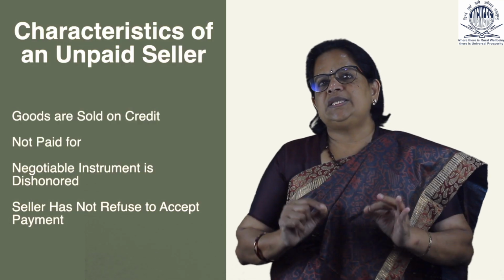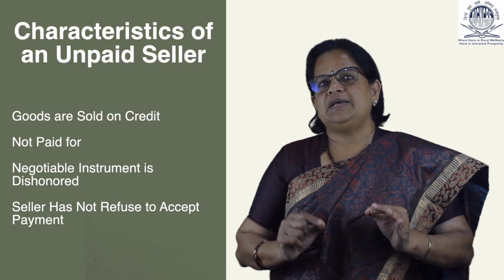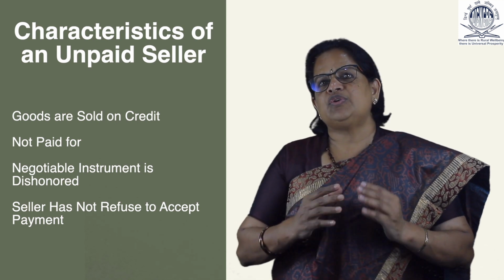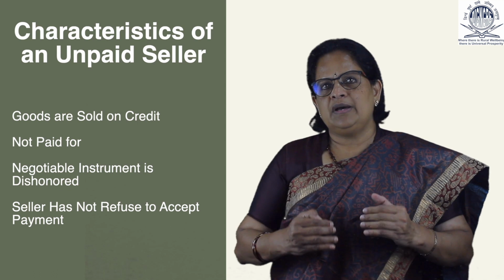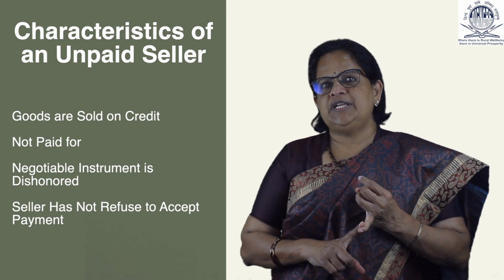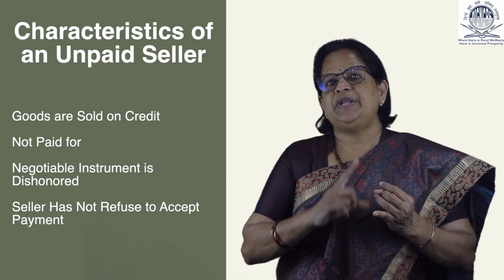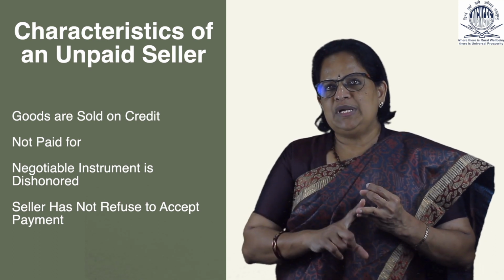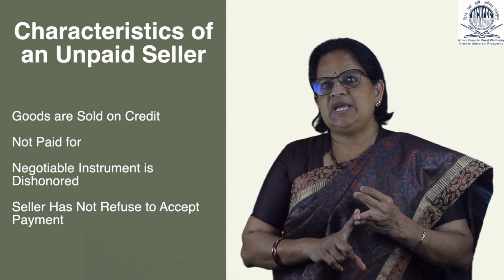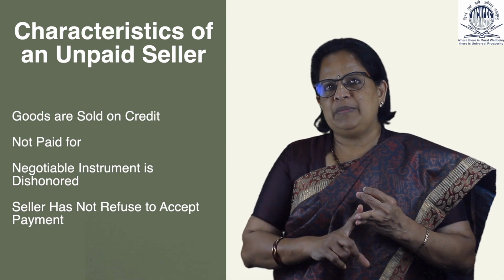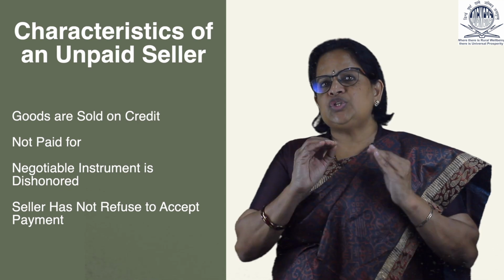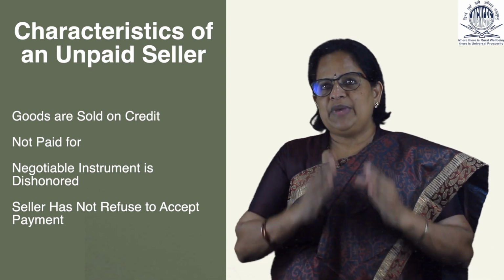Now let us learn the characteristics of an unpaid seller. There are 4 points we can give as characteristics of an unpaid seller. They are: goods are sold on credit, but buyer has not made the payment either fully or partly. The negotiable instrument the buyer has submitted as guarantee for future payment is dishonored while presented for payment. The seller has not refused to accept the payment when tendered by the buyer.